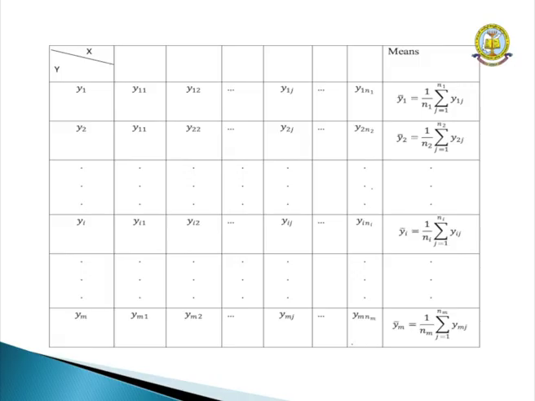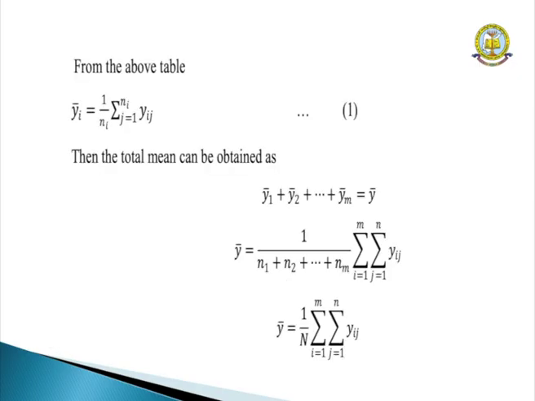We take the means of the y1 row, y2 row, y3 row and so on, up to the ym row. So what is the ym bar value? You can take 1 by n_m, summing over j from 1 to n_m of y_mj. This is the table. The last column is represented by the mean values of this table. From the above table we should find the y bar value. Y bar is nothing but the mean of the given table.